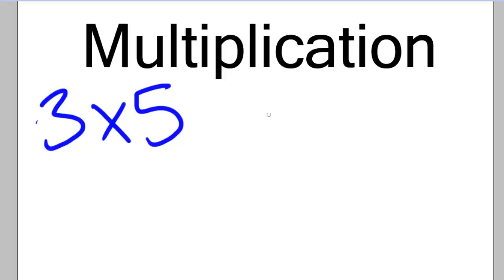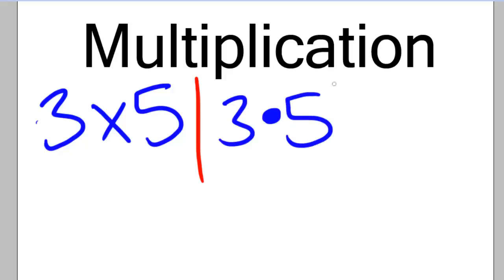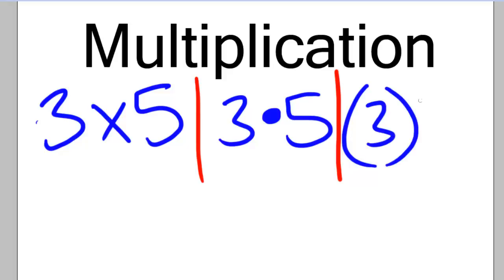But we can also use a dot to express multiplication. So this is another way. 3 times 5 is one way to write it. And then the third and final way we can express multiplication is with parentheses. So we can do open parentheses, close parentheses, open, 3 times 5, and close.